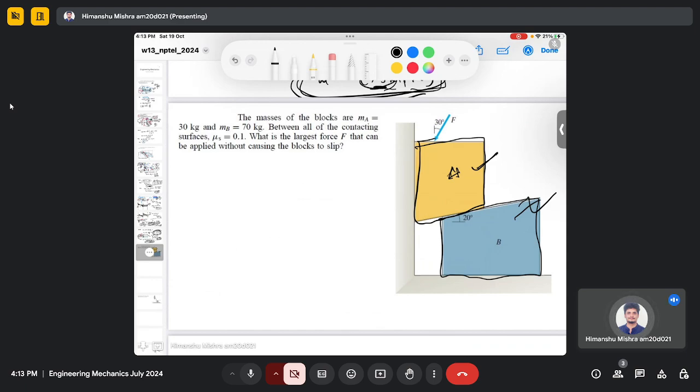So if I consider box A, this is force F. There will be a reaction force which is acting, and the friction force here, which is mu s R.